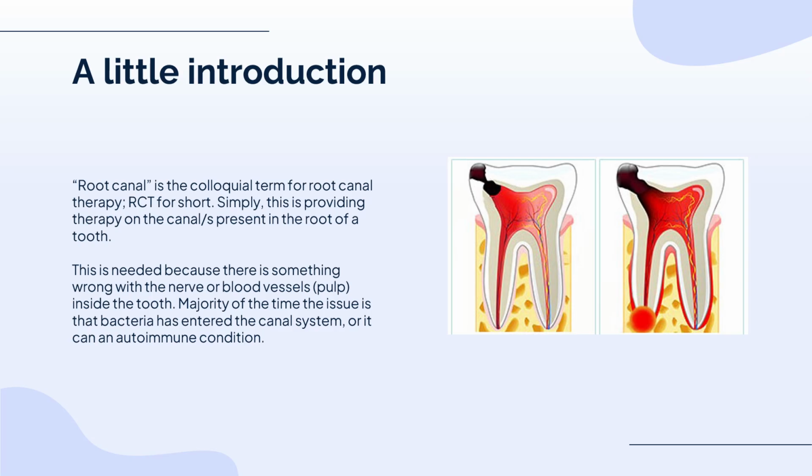Pulp is the name for the mixture of nerves and blood vessels. The majority of the time the issue is bacteria has entered the canals, or it's an autoimmune condition. That's something we'll go into later on.